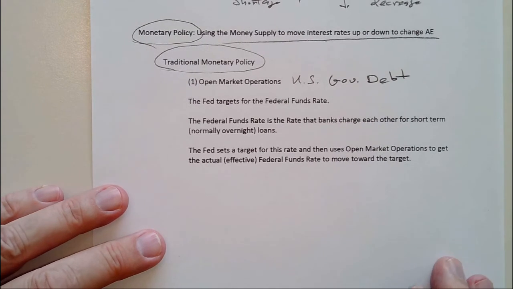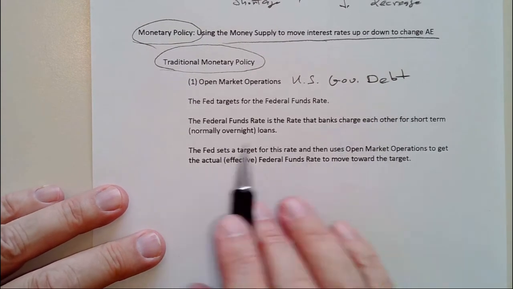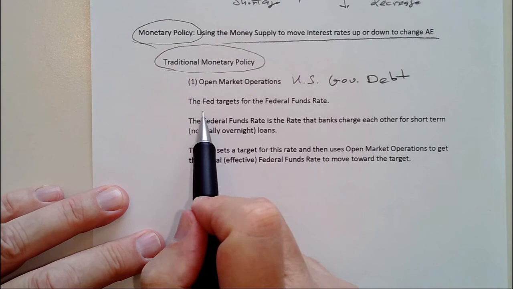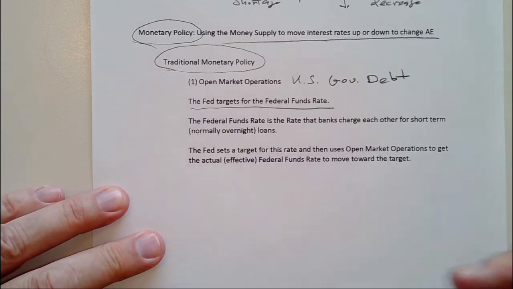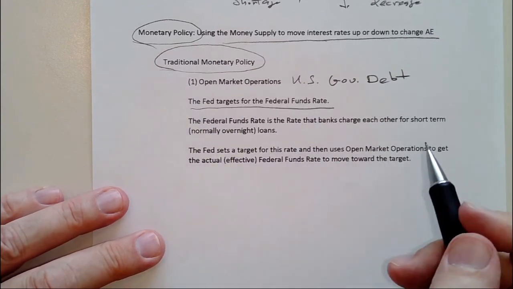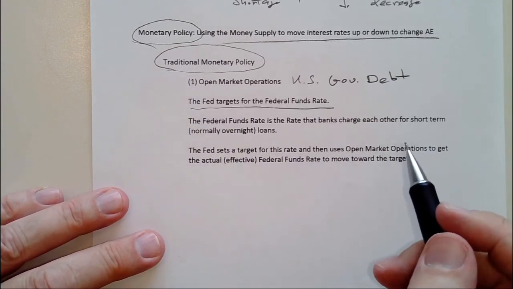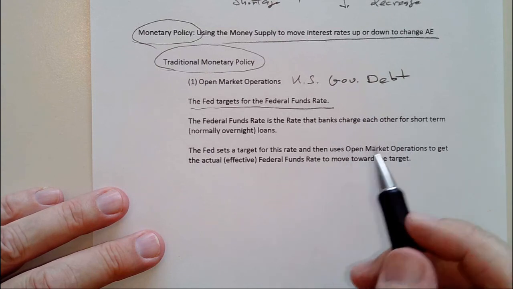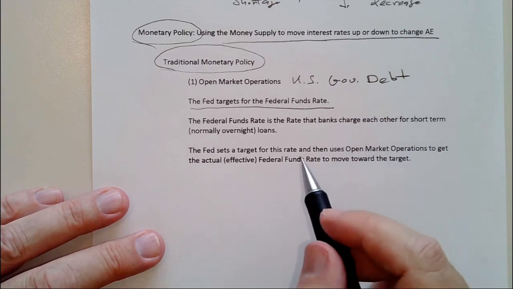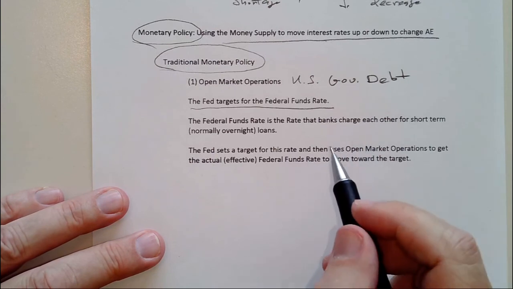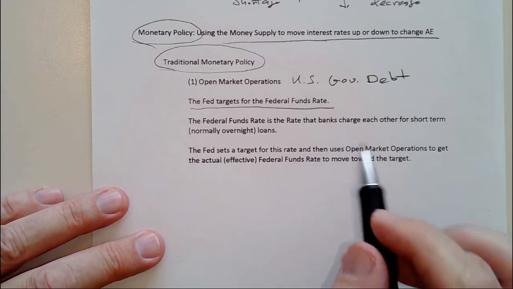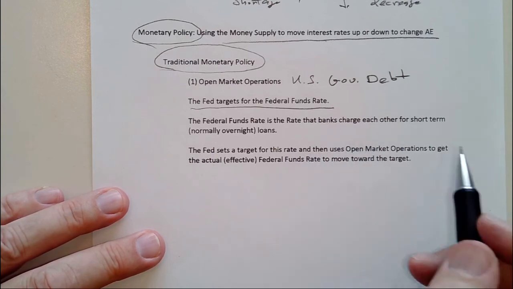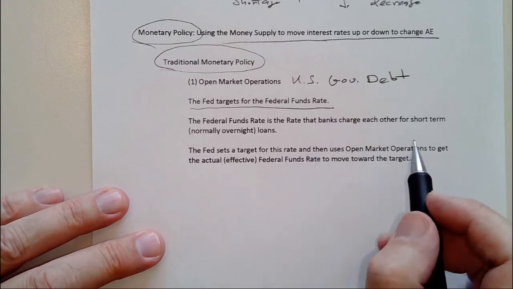And what the Fed does before they decide to buy or sell government debt is they want to set a target for what is known as the federal funds rate. So there's 2 interest rates that are going to be on quizzes, exams. One is a discount rate, which is the rate the Fed charges banks. And the other one is the federal funds rate. This is the rate that actually is charged by banks to banks. This is the rate that banks charge each other for loans.